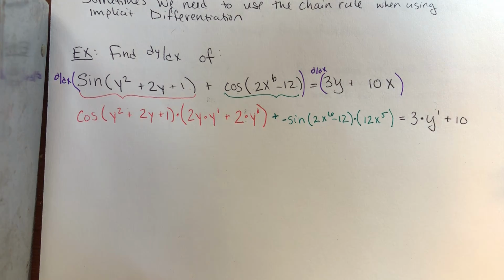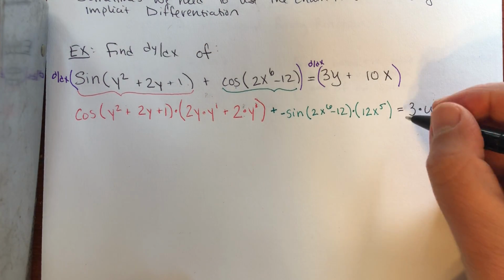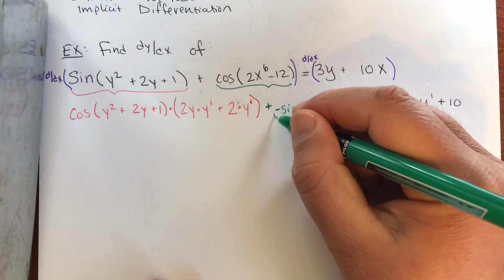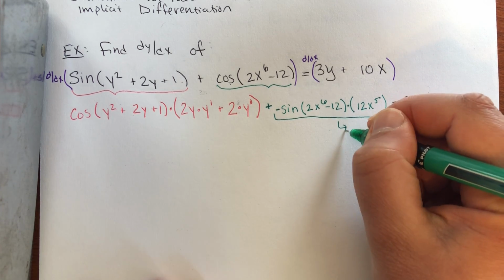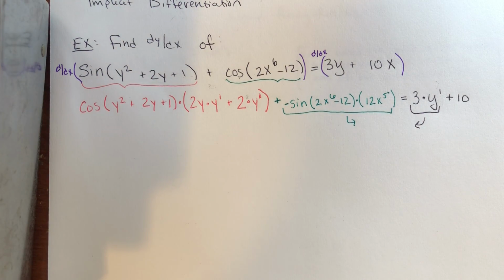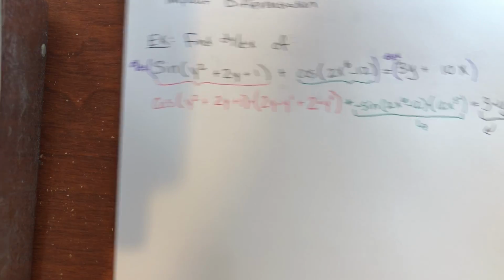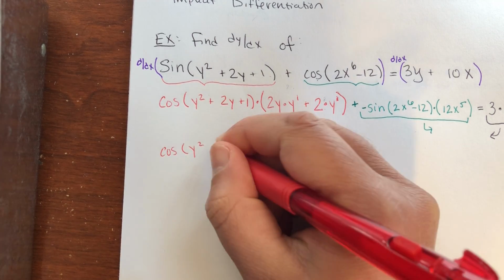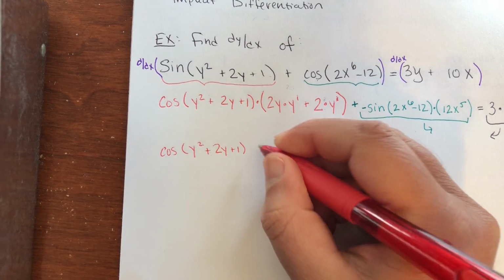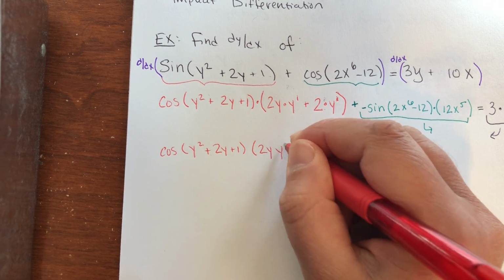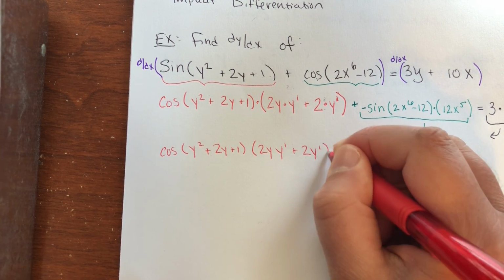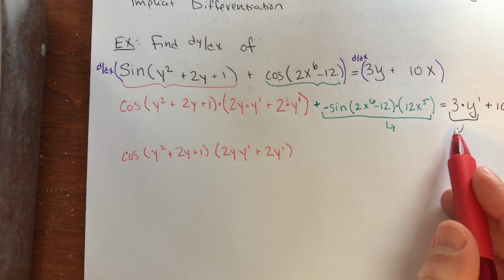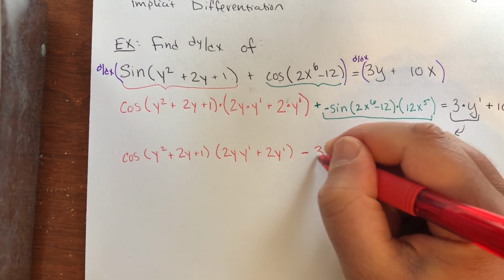All right, so this is what I'm going to do. I'm going to move 3y prime over to the right-hand side of the equation, and I'm going to move all this sine stuff over to the other side of the equation. Okay, let's rewrite this. We're going to end up with cosine of y squared plus 2y plus 1 times 2y times y prime plus 2 times y prime. I move the 3y prime to the left-hand side by subtracting on both sides. So we'll have a negative 3y prime.